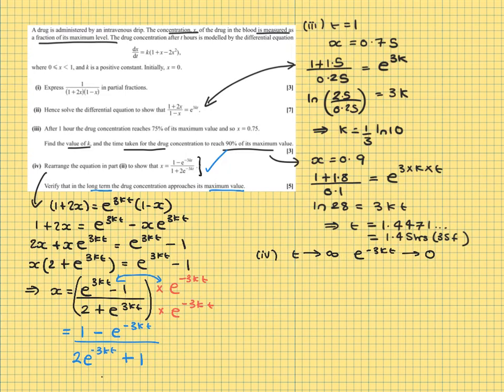Now, that means that x here in the equation for x, this part here will approximately be 0. This part here will approximately be 0 as well. So x will approximately be 1 over 1, i.e. x will approach 1. Now remember, x was a fraction of the maximum level. The maximum level fraction being 1 tells that x approaches its maximum value in the long term.